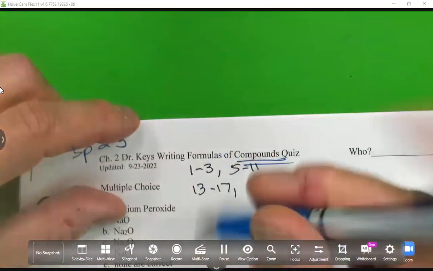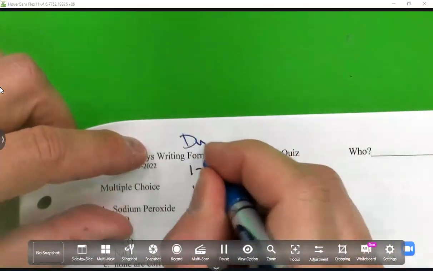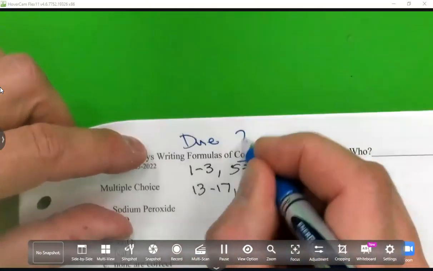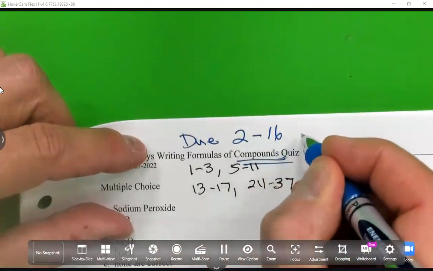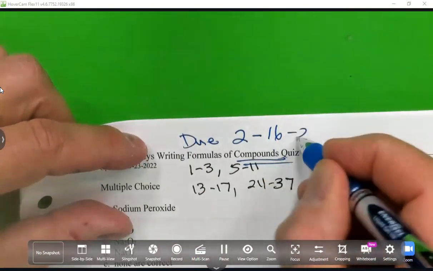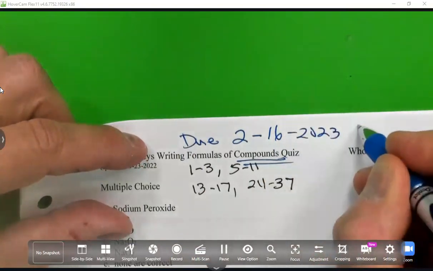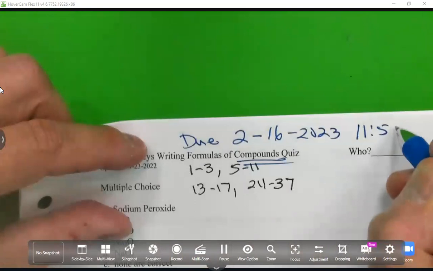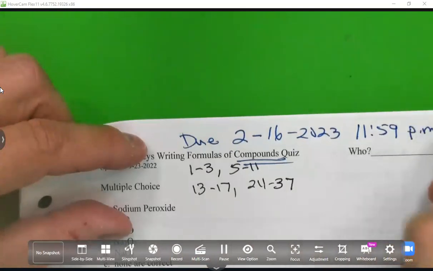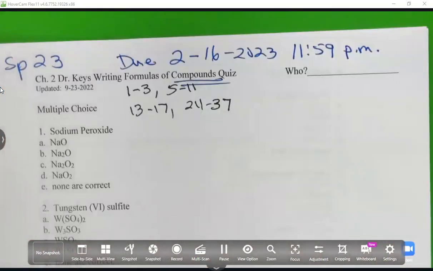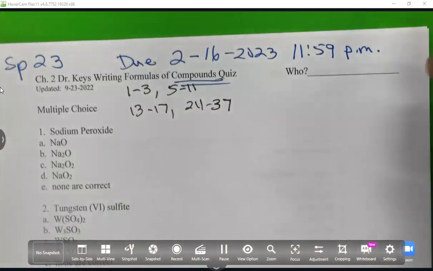Okay, so this is due tomorrow night, which would be 2/16/2023, 11:59 p.m. I believe, or is that 11:55? 55 or 59? I don't know. So you're just going to enter the answers. They could be in a different order. They should be the same questions.